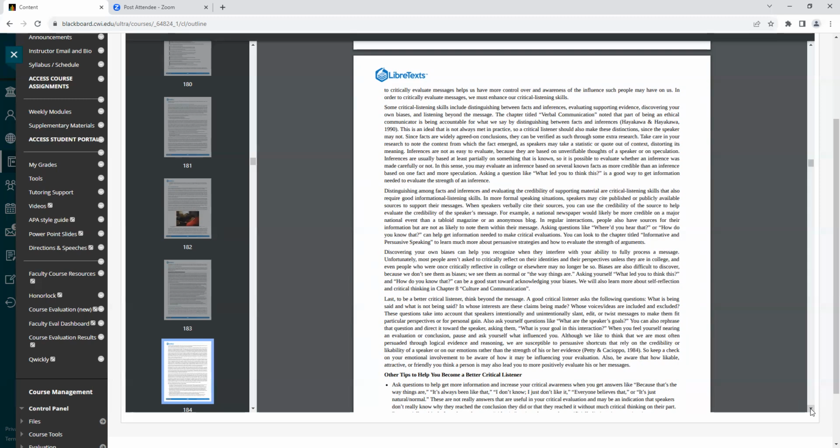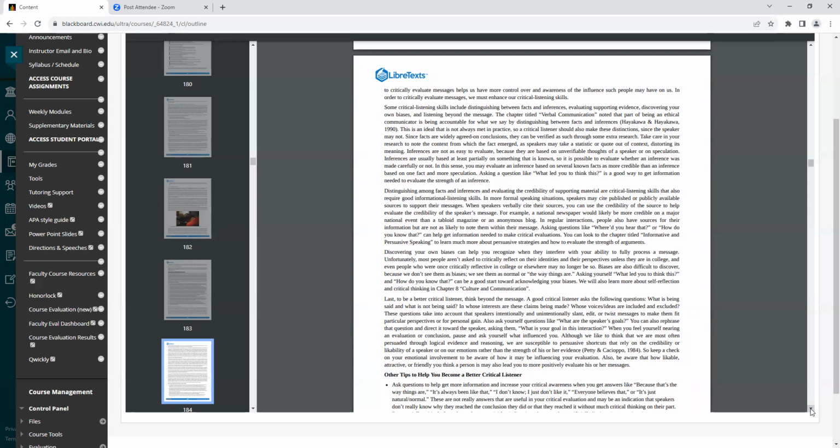This is an ideal that is not always met in practice, so a critical listener should also make these distinctions, since the speaker may not. Since facts are widely agreed on conclusions, they can be verified as such through some extra research. Take care in your research to note the context from which the fact emerged, as speakers may take a statistic or quote out of context, distorting its meaning.